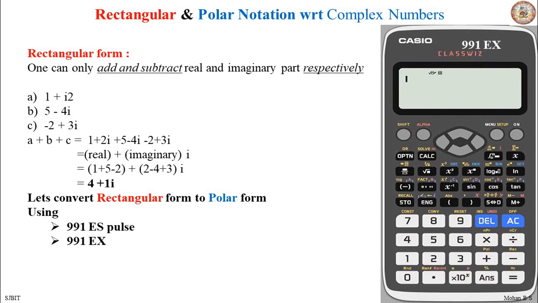So now let us see another calculator, 991EX. How do we solve the same? The syntax remains the same in this calculator also, that is a plus or minus bi. So go to mode, press right arrow or press 2. You can see the i symbol which says that now it's in the complex mode.